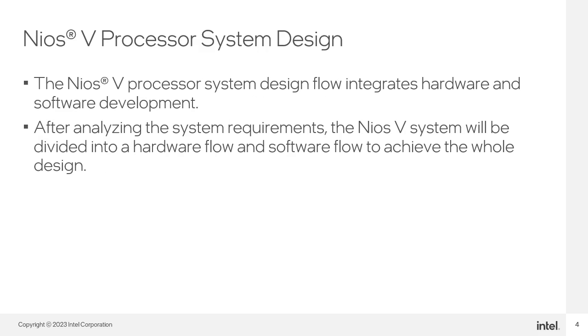Nios V processors are the next-generation soft-core processors based on the open-source RISC-V instruction set, designed for Intel FPGA devices. The Nios V processor system design flow integrates hardware and software development. After analyzing the system requirements, the Nios V system is divided into a hardware flow and software flow to achieve the whole design.